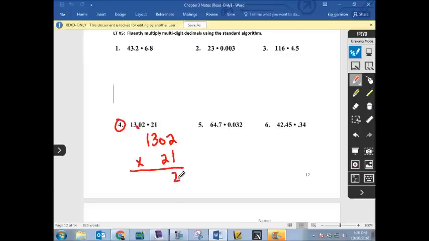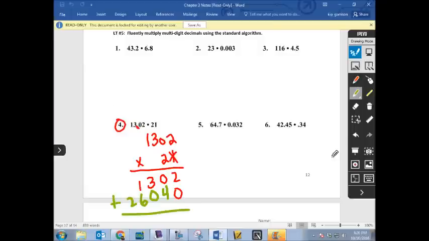1 times 2 is 2. 1 times 0 is 0. 1 times 3 is 3. 1 times 1 is 1. Need a placeholder there to represent that, right? Then 2 times 2 is 4. 2 times 0 is 0. 2 times 3 is 6. 2 times 1 is 2.